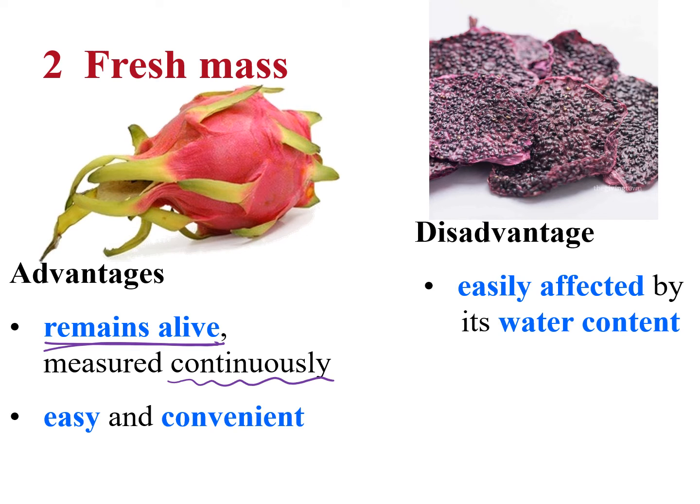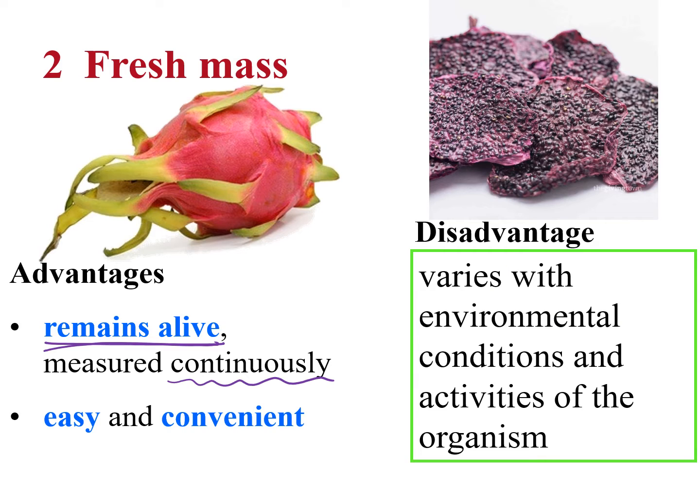However, a disadvantage is that the fresh mass is easily affected by the water content. And the water content varies with environmental conditions and the activity of the organisms. For example, if you keep going to the toilet and urinate a lot, you're dehydrated, then of course you seem lighter in weight than when taking in a lot of water into your body. So your fresh mass sometimes might vary with your activity, your environmental conditions or your health conditions.